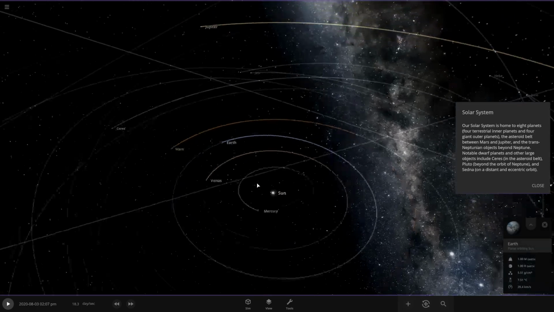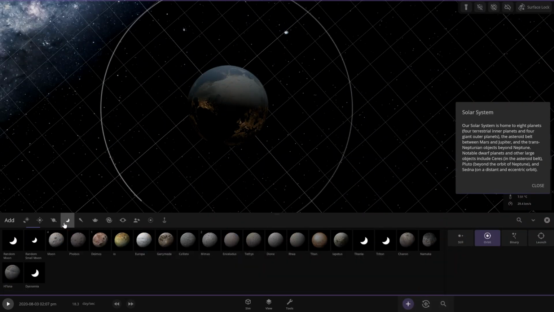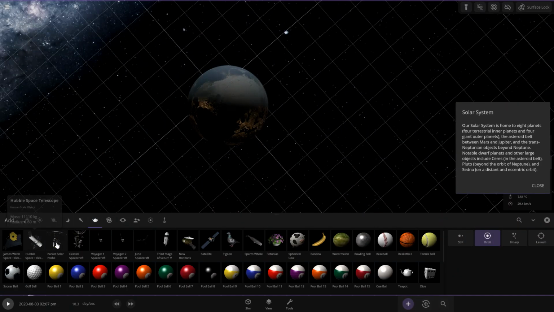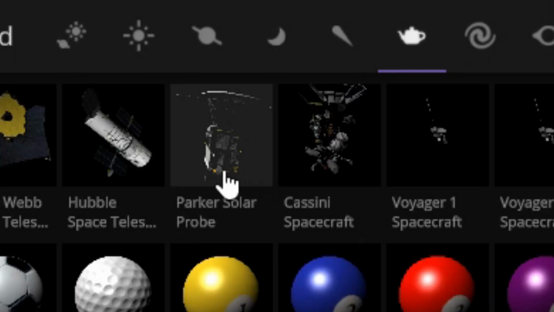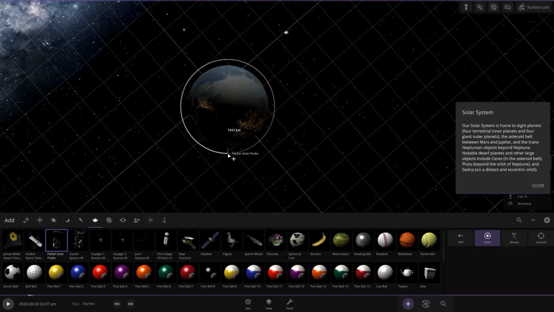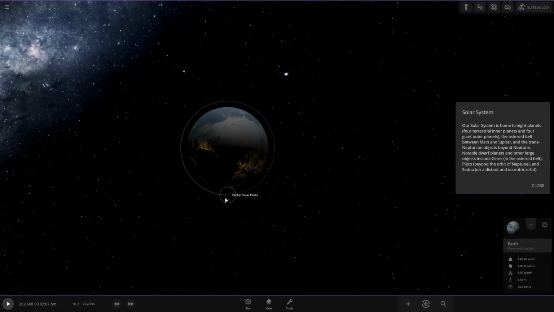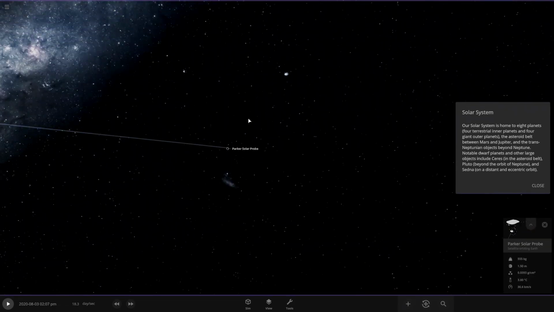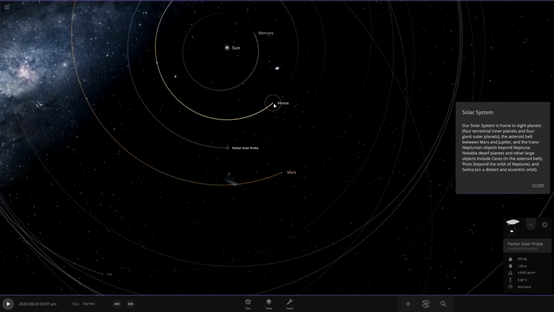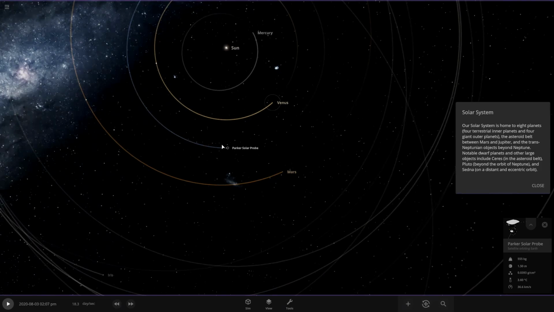So, we're going to head over here to Earth, and we're going to do a bit of Kerbal Space Program in Universe Sandbox. We're going to grab the Parker Solar Probe, because that's the most fitting for this. We'll put that into an orbit, and let's say we want to go to Venus, because the Parker Solar Probe did actually go to Venus. We can talk about that a bit later, so we want to wait for a Venus window.